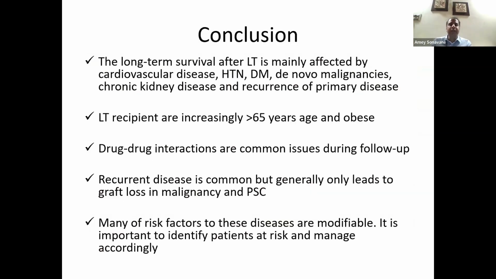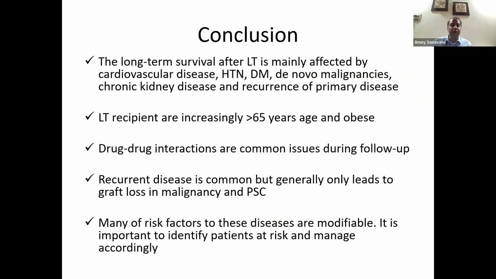So to conclude, long-term survival after transplant is mainly affected by cardiovascular disease, hypertension, diabetes, de novo malignancies, chronic kidney disease, and recurrence of primary disease. LT recipients are increasingly more than 65 years of age. They have a greater propensity to develop metabolic syndrome as well as obesity.